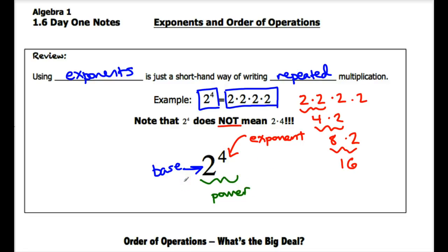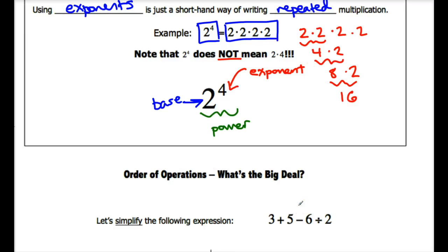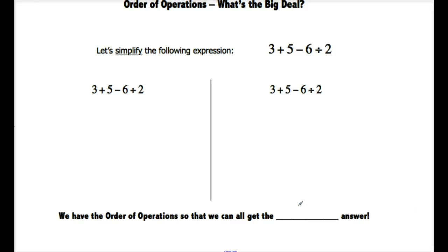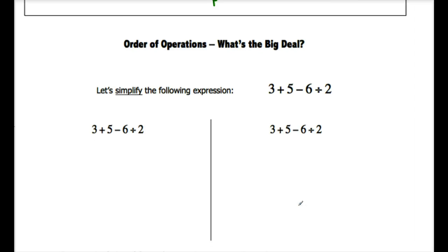Okay, so now that we've reviewed powers a little bit, we're going to go ahead and go down and talk about order of operations. And the first thing I want to clarify is, what's the big deal? Why do we have an order of operations? Okay, well, let's take a look at this problem right here. We have 3 plus 5 minus 6 divided by 2.